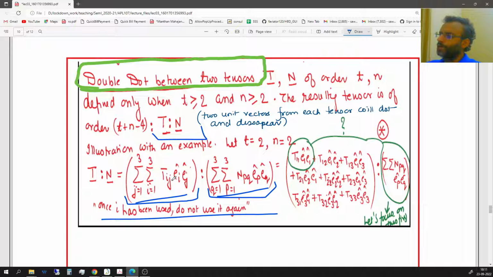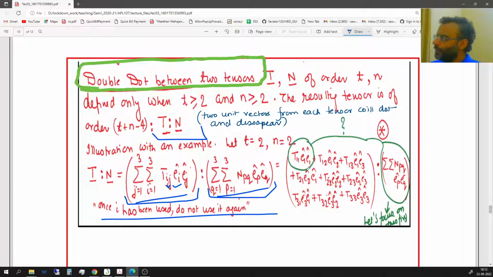Again, making sure that no index is allowed to appear more than 2 times, and that is why I took i and j to express the tensor t, and while expressing the tensor n, I can take any 2 indices, but not i and j. You should not take i and j again. Once i has been used, do not use it again. Once j has been used, do not use it again, like before. Next, I'm going to expand the t tensor as 9 terms, and then the double dot has to happen.